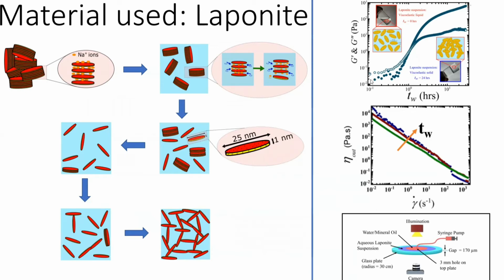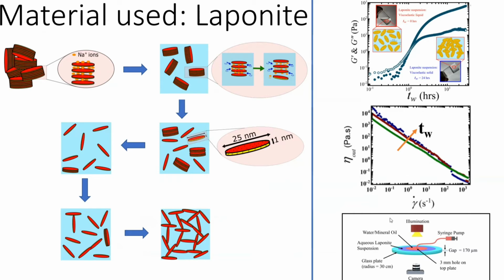At low aging time, G double prime, which is the viscous modulus, is higher than the elastic modulus, and the suspension behaves as a viscoelastic liquid. Whereas for high aging time, the elastic modulus dominates over the viscous modulus and the suspension behaves as a viscoelastic solid. The inset shows that at low aging the suspension looks like a liquid, whereas at high ages the suspension can support its own weight against gravity and behaves as a soft solid. We have also looked at the flow behavior of Laponite suspension at different ages and observed that it shows shear thinning for all ages, and its viscosity decreases with increasing shear rates.